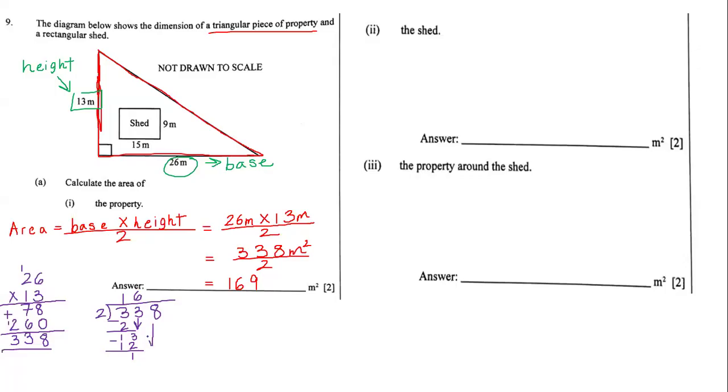Bring down the 8. How many times does 2 go into 18? 9 times. 18 minus 18 is 0. So it's 169 meters squared. Very good. And that's how we got it. So that's the area of the triangular property.